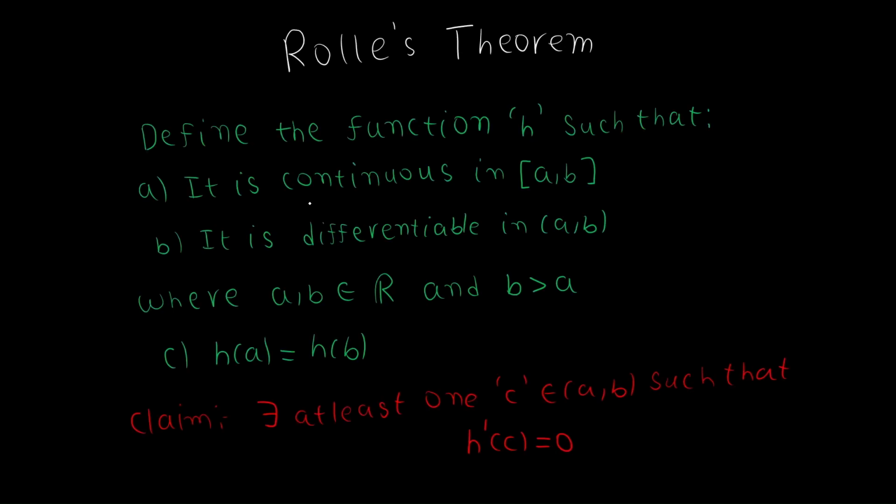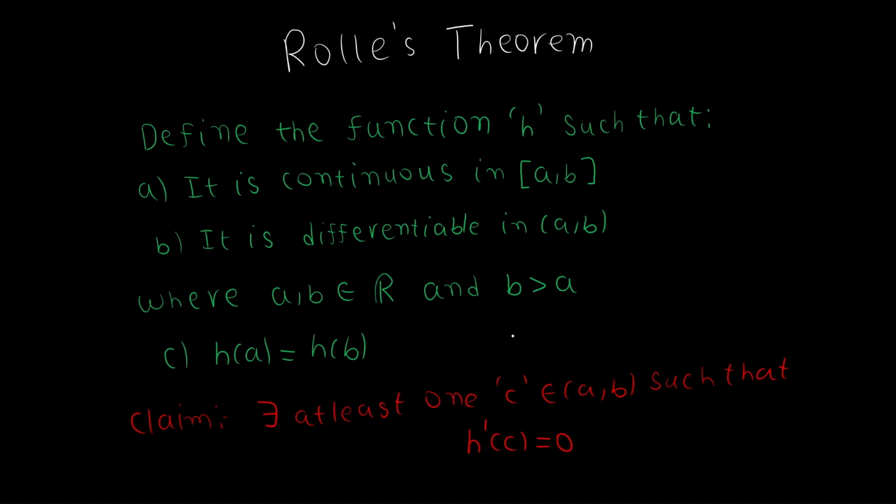Now let's move on to our next theorem, which is Rolle's theorem. Again we'll be using the same definition that we have used in the Fermat theorem. We'll define the function h such that it is continuous in closed interval a comma b. It is differentiable in open interval a comma b, where a comma b belong to R and b is greater than a without loss of generality. But in Rolle's theorem, we will be adding another condition which says h of a is equal to h of b. Our claim is that there exists at least one c belonging to a comma b such that h dash of c is equal to 0.